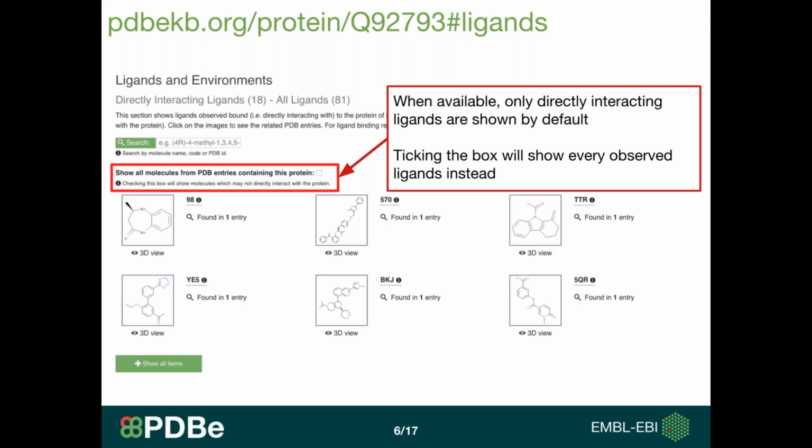By default, we are showing only those ligands which are directly interacting with the protein of interest, but you can tick this box and then you will be able to see all of them. So by default, we only show these 18 directly interacting ligands. Clicking this will show you all the 81 ligands.